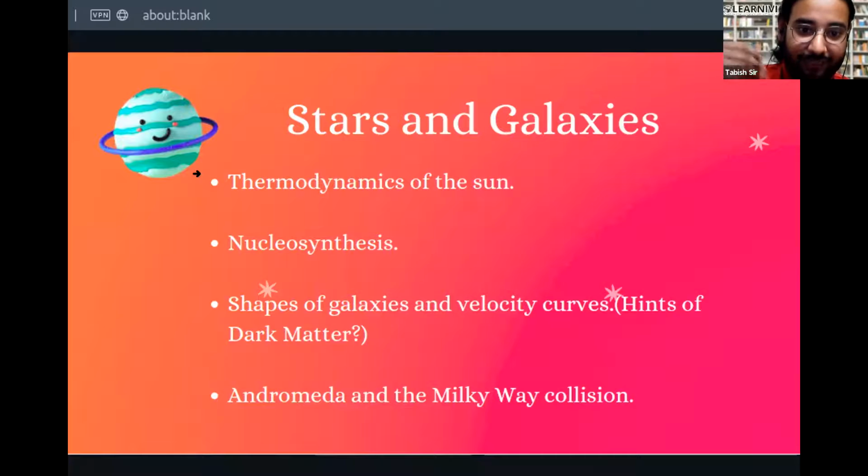However, the shapes of galaxies are actually a bit more technical and a bit more advanced. However, we'll try to explain how these formations actually happen. So we'll take care of this when the time comes.